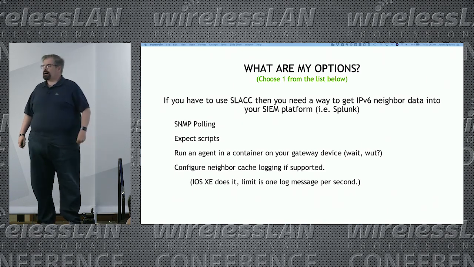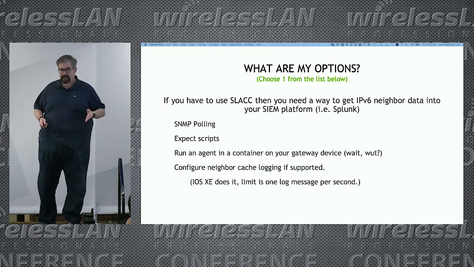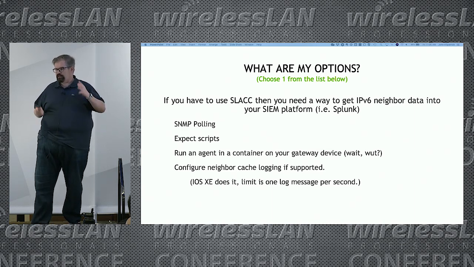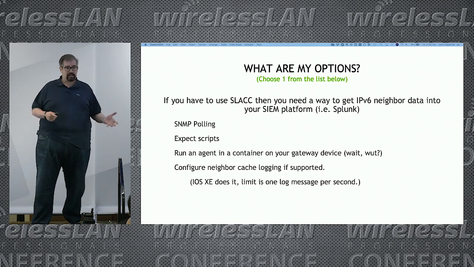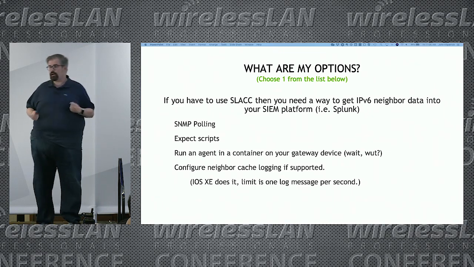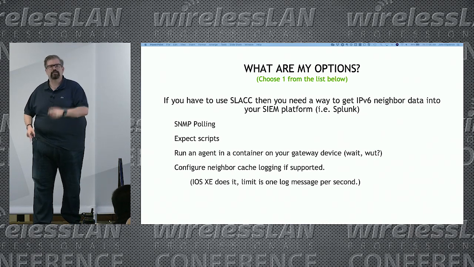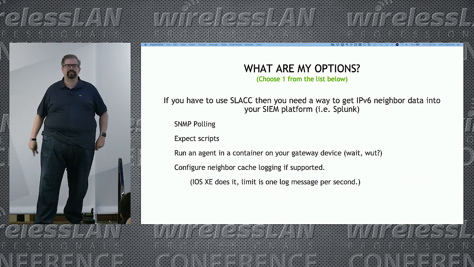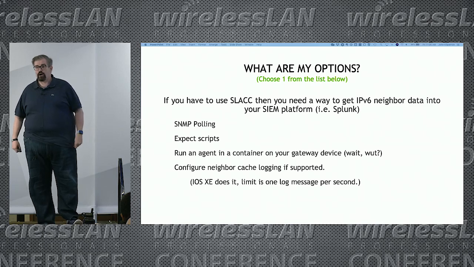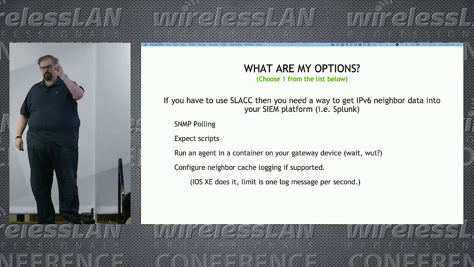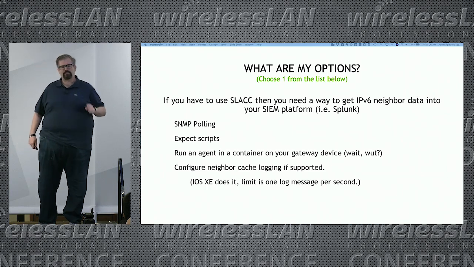So if you're going to use SLAAC, how do you get the information you need into your security information event manager? Well, you can do SNMP polling. If you're old enough, you can do expect scripts. We literally did this back in the day when there were no SNMP MIBs yet to allow us to pull the neighbor cache. You can run an agent in a container on your gateway device.